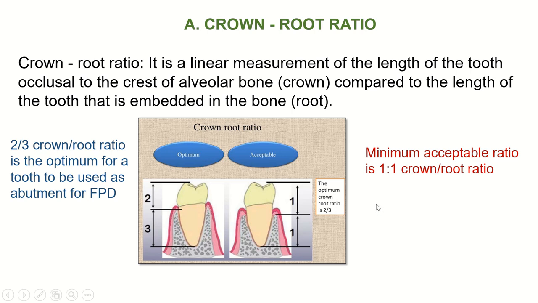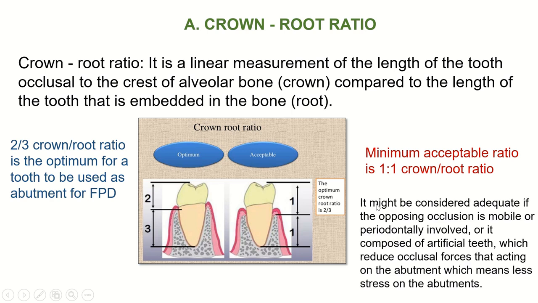However, there are certain precautions to be used. When is it indicated or to be considered? If the opposing occlusion is mobile, periodontally involved, or artificial teeth. In this case it will reduce the occlusal forces acting on the abutment teeth, and in the end we get less stress on the abutment teeth. So the crown root ratio must be 2 to 3, and 1 to 1 is accepted only if we have trouble in the opposing dentition.